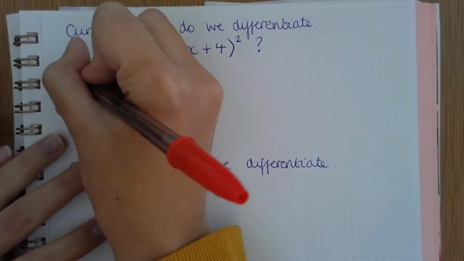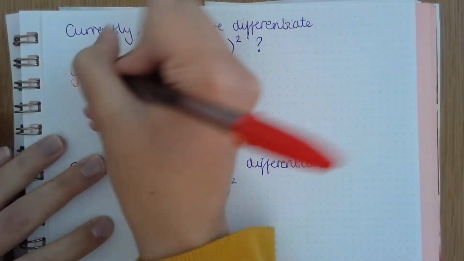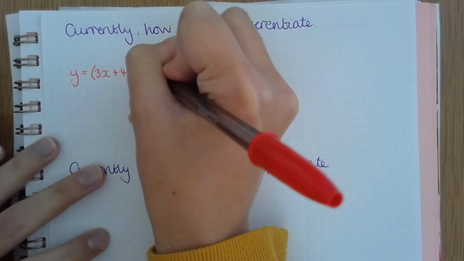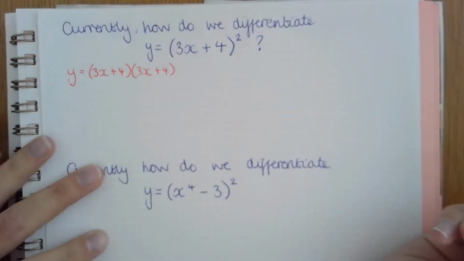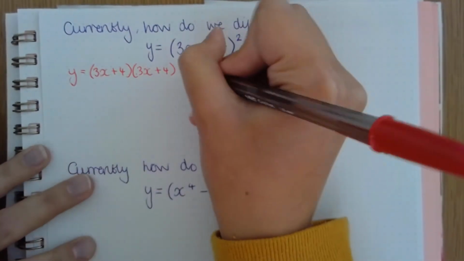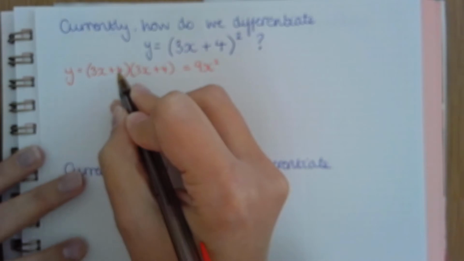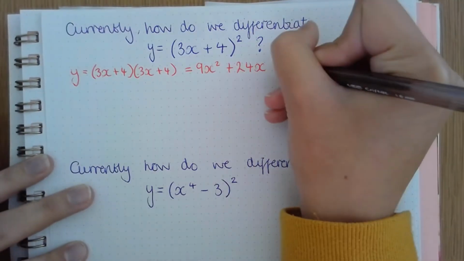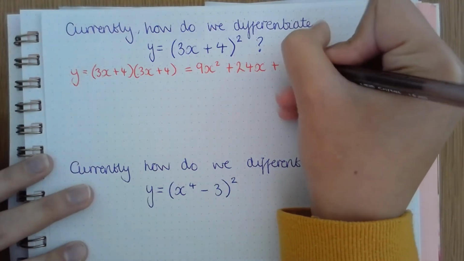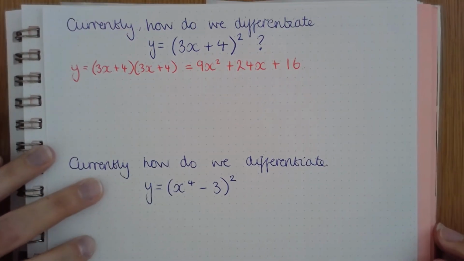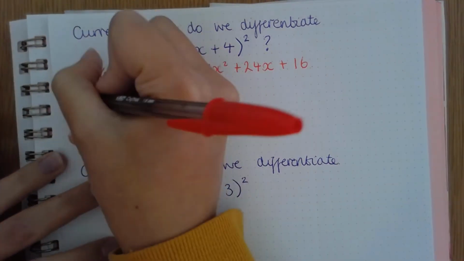Well, what we would do, we've got y equals (3x plus 4) squared, which means we've got two sets of the same bracket. We would expand: 3x times 3x is 9x squared. 4 lots of 3x, add 4 lots of 3x is 24x. Add 4 times 4 is 16. So we'd expand out the brackets first of all, then we would differentiate.